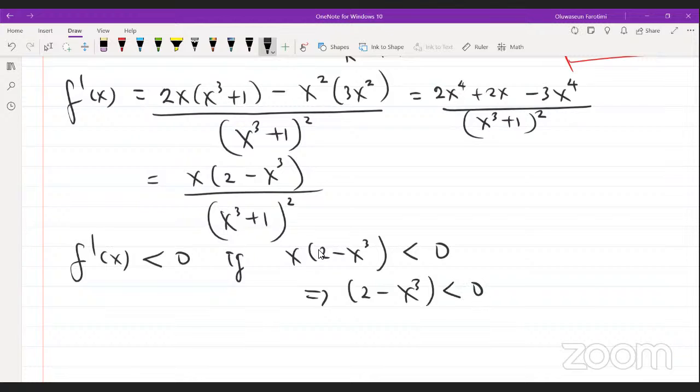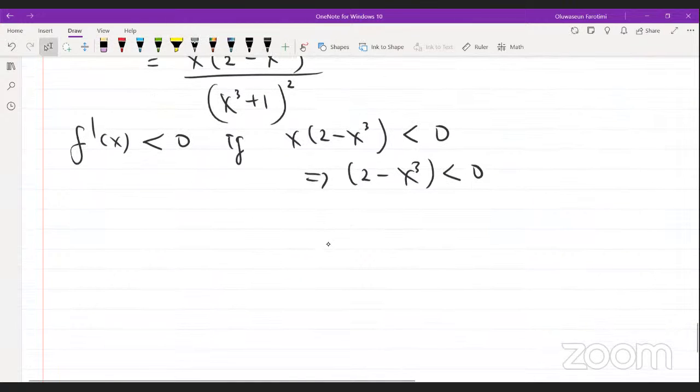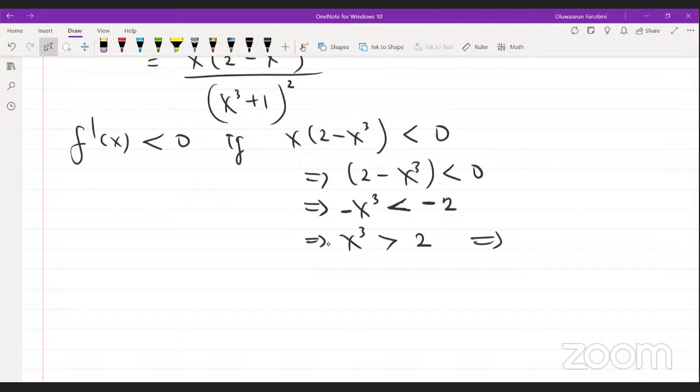Now, what value of x will make this possible? That means you need to get x all by itself, make x the subject of the formula. You have a negative x cubed less than negative 2. Divide through by a negative sign. You have x cubed greater than 2. I need x all by itself. That means x is bigger than the cube root of 2. This is just simple algebra. So what am I going to say? f of x is actually decreasing.